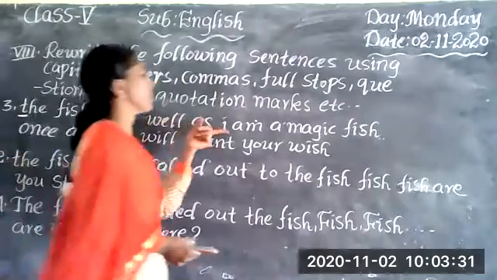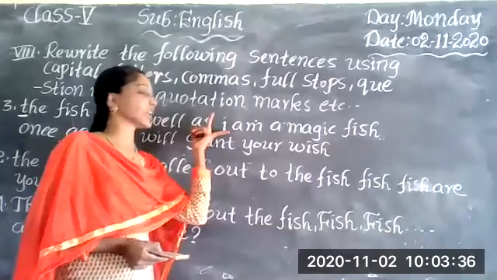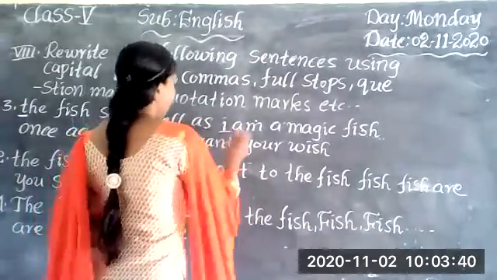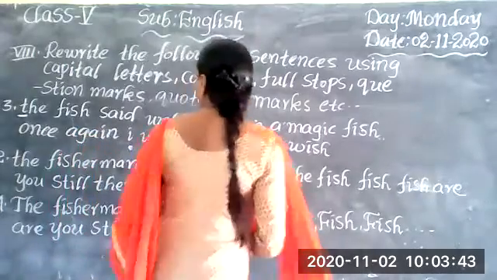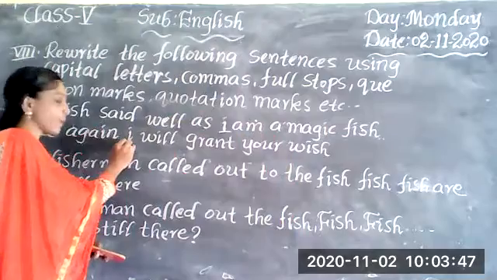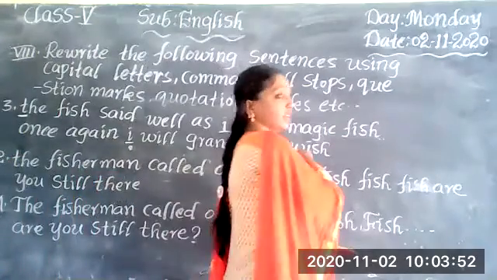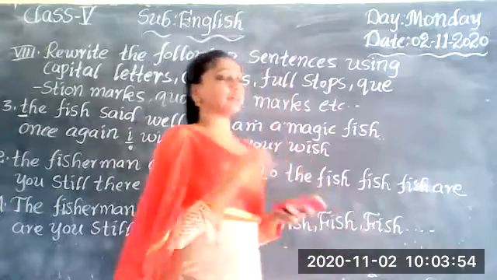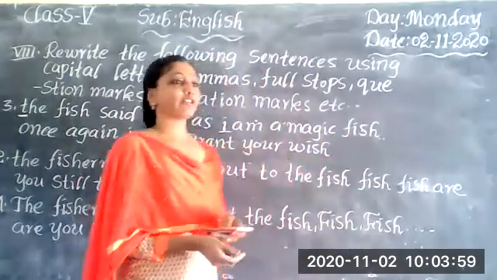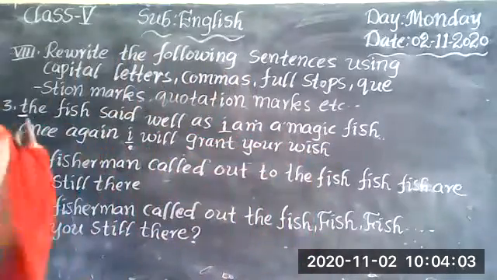Well, as I am a fish, whenever the pronoun I comes, we have to write capital I. So here also we have to change. And one more, I am a magic fish. Once again, I will grant. Here also again we have to change I into capital. I will grant your wish. So whenever the actual words of the speaker are completed, we have to close with a quotation mark, and after that we have to put a full stop. Okay, these are the changes we have to write again.